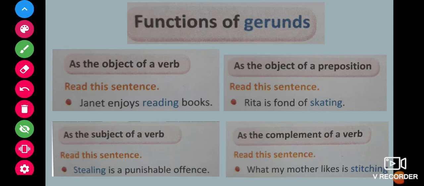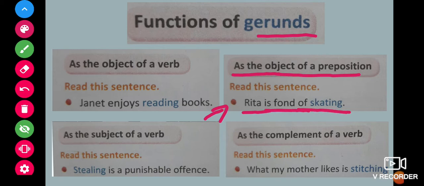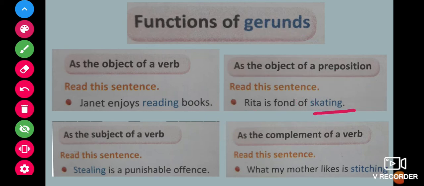The next function is gerunds act as the object of a preposition. Look at this example. Rita is fond of skating. Now here of is a preposition and skating is the object. So here skating, because it is used after the preposition of, is called the object of the preposition.